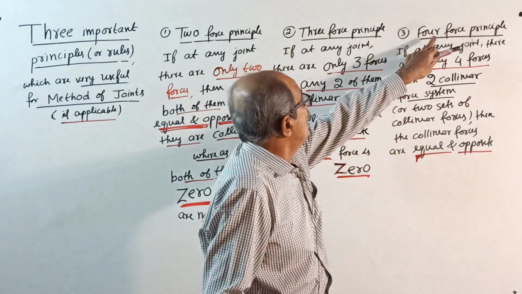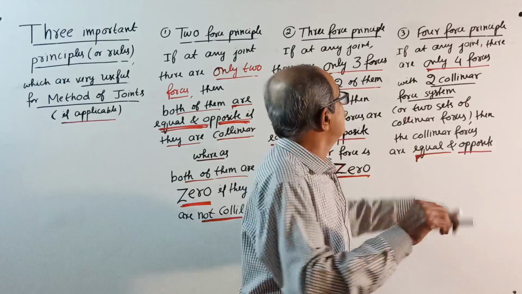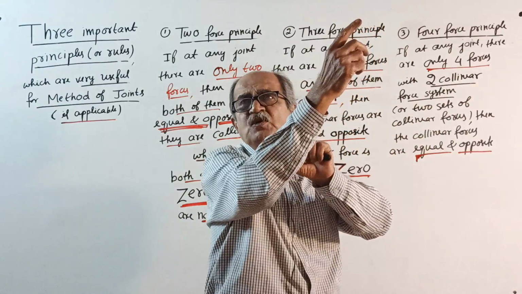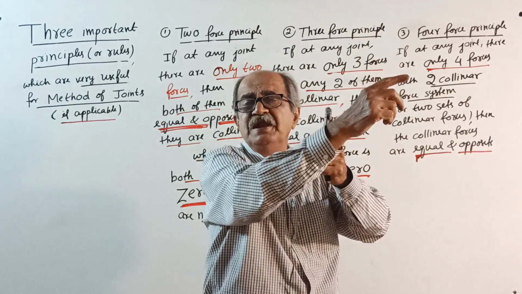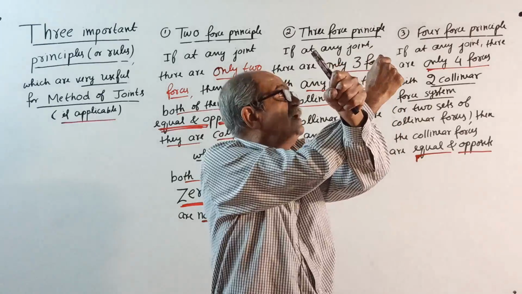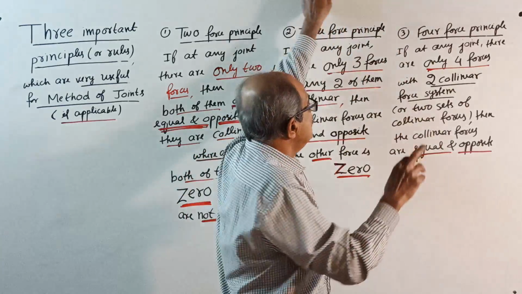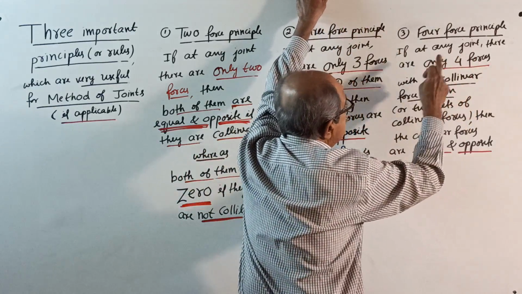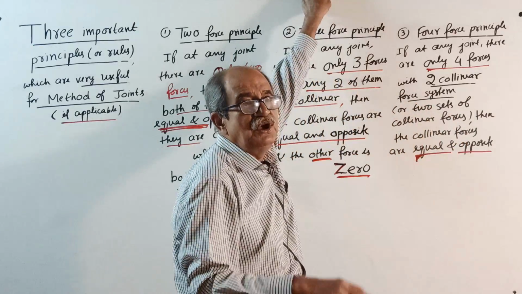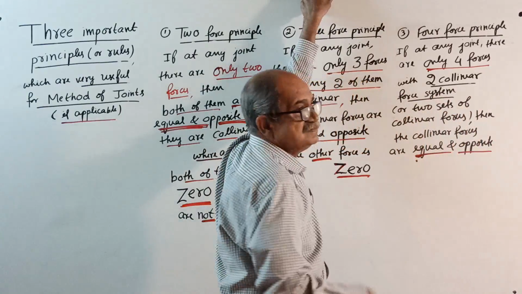Lastly, 4-force principle. If at any joint there are only 4 forces, with 2 sets of collinear forces, meaning 2 forces are mutually collinear and the other 2 are collinear to each other, and what angle they make does not matter, then the collinear forces are equal and opposite.